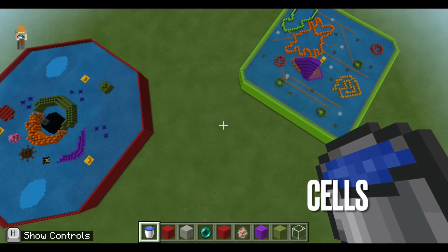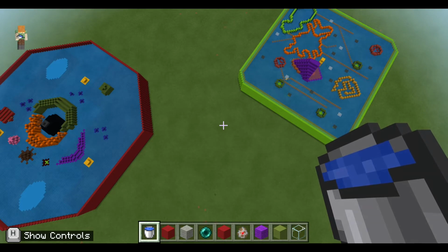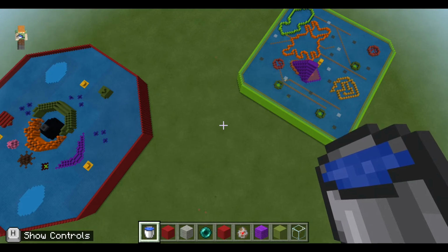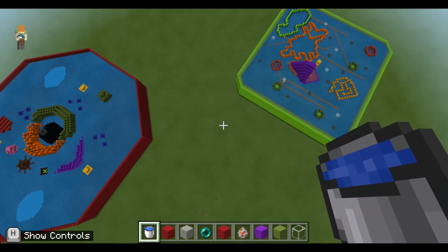Cells. Cells are the basic structural, functional, and biological unit of all living beings. They are the smallest unit of life that can replicate independently. There are different kinds of cells. They can be prokaryotic or eukaryotic. They are prokaryotic if they don't have a nucleus, and they are eukaryotic if they have a nucleus.